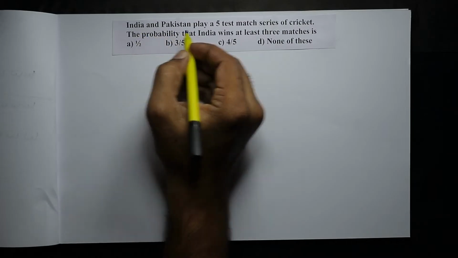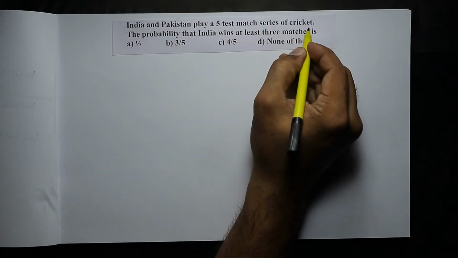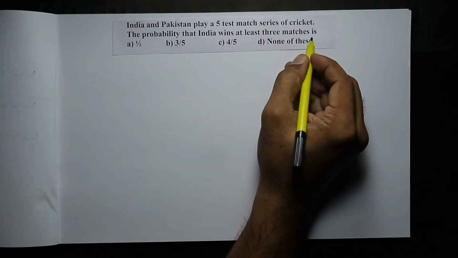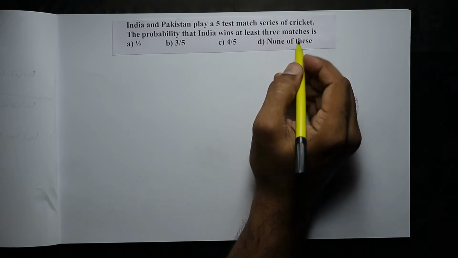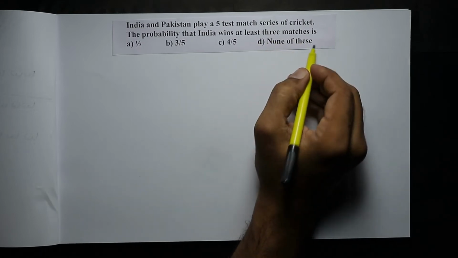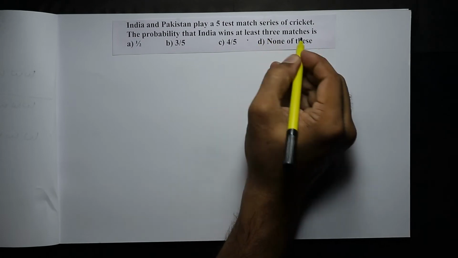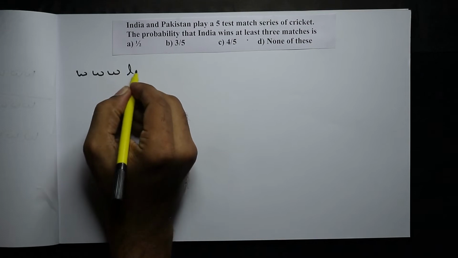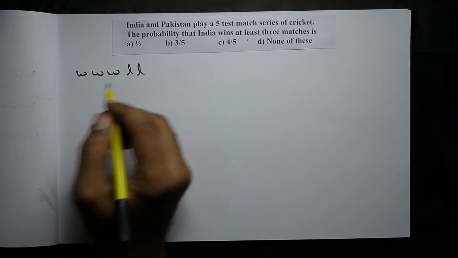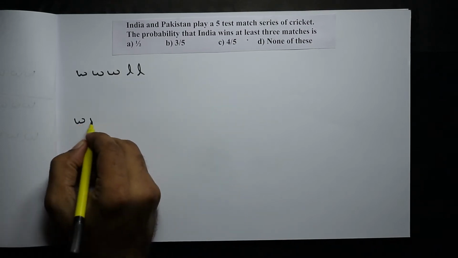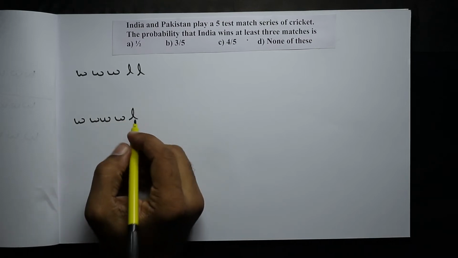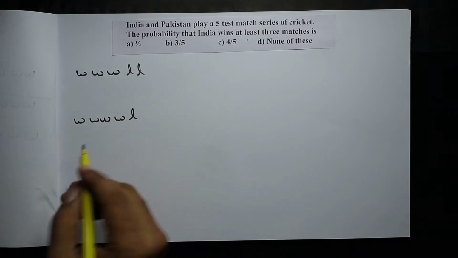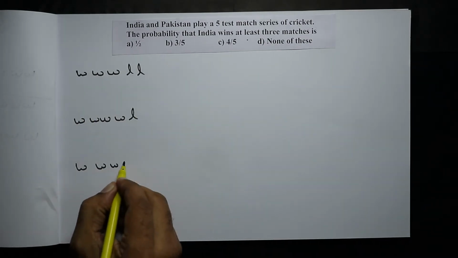India and Pakistan play a 5 test match series of cricket. What is the probability that India wins at least 3 matches? At least 3 means it can win exactly 3, or 4, or 5. It can win exactly 3 matches, so it can be win, win, win and then loss and loss. Another favorable outcome is 4 wins and 1 loss, or it can win all 5 also.